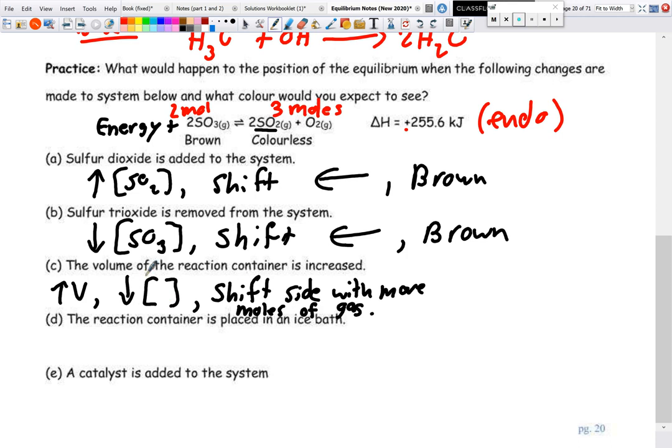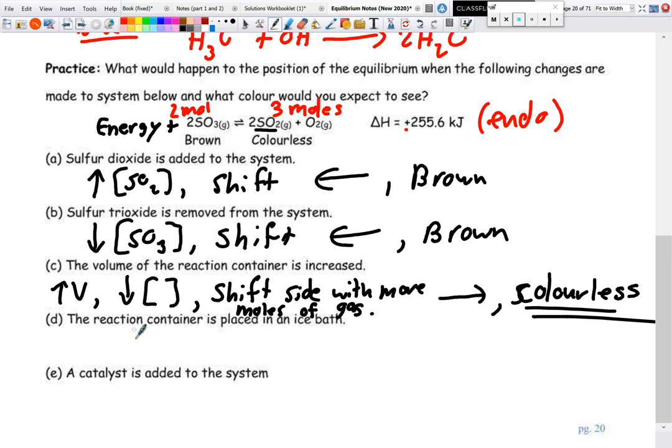Volume of the reaction container here is increased, so we decrease concentration, so it's going to shift to the side with more moles, which is our 3 moles of gas up here, right? So it is going to increase the concentration of products. So we should see the colorless color being produced.